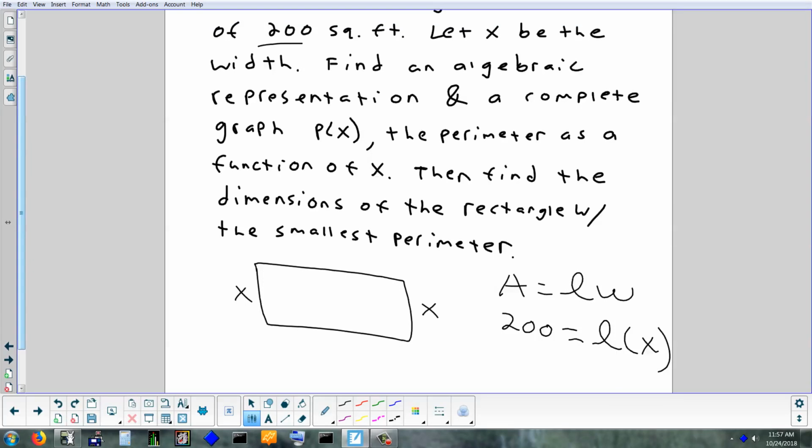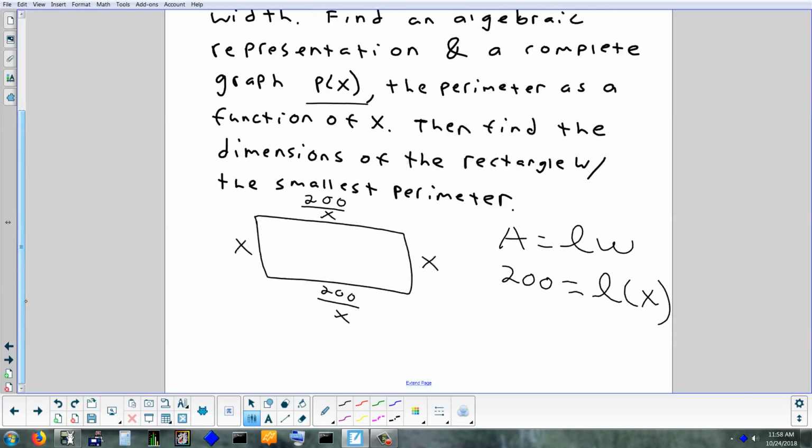You don't have to use L. We can write the length using a formula with X in it. 200 divided by x equals L. Yeah, exactly. So there's your length, there's your width. What do they want to know? A formula for the perimeter. Okay.